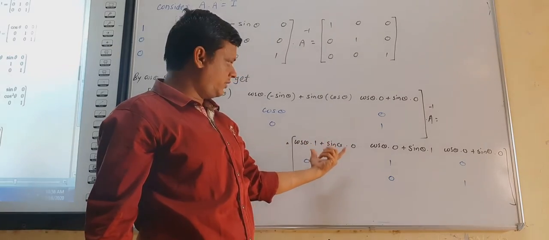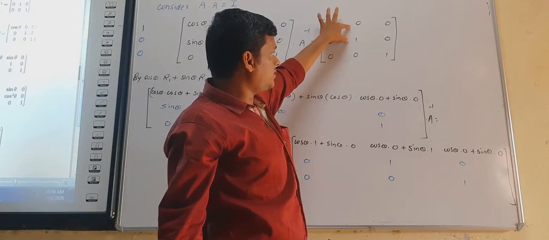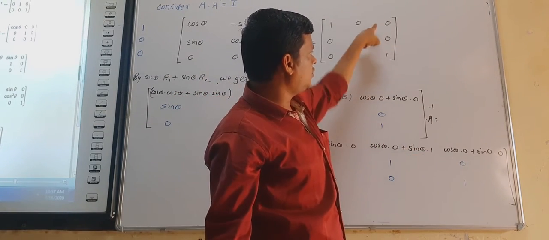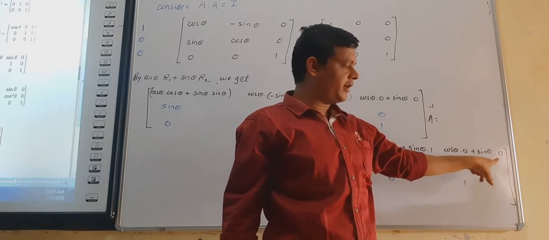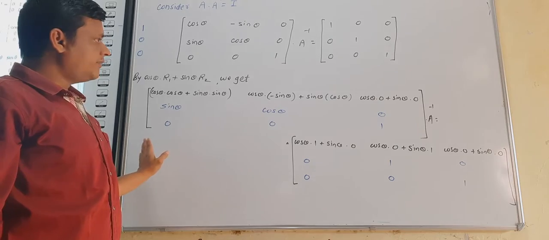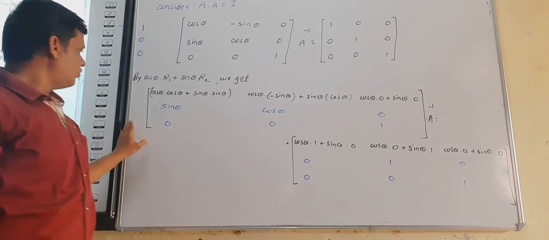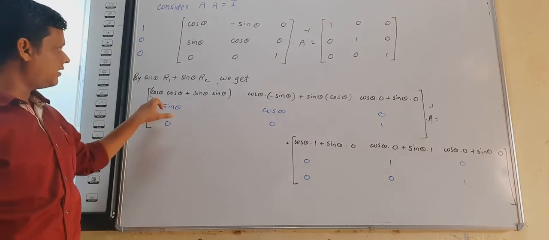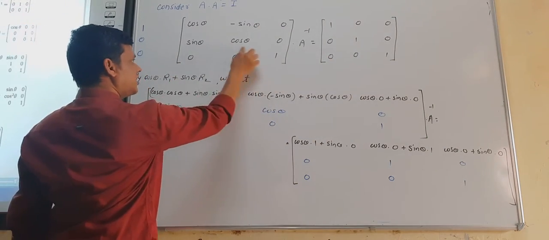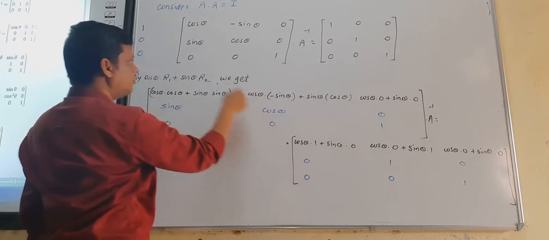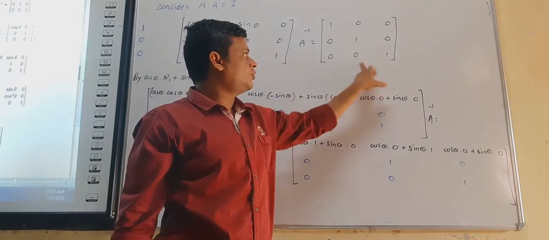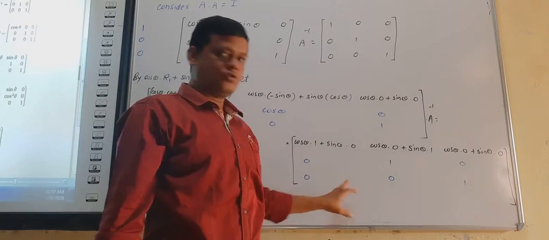After their addition, we write here 0 plus 1. So we write here cos theta into 0 plus sin theta into 1. Here 0 0. So we write cos theta into 0 plus sin theta into 0. You can write it directly. For your simplicity, or to understand better, we write in this way. Now keep the second row element as it is, sin theta cos theta 0, 0 0 1. So in RHS also 0 1 0, 0 0 1.